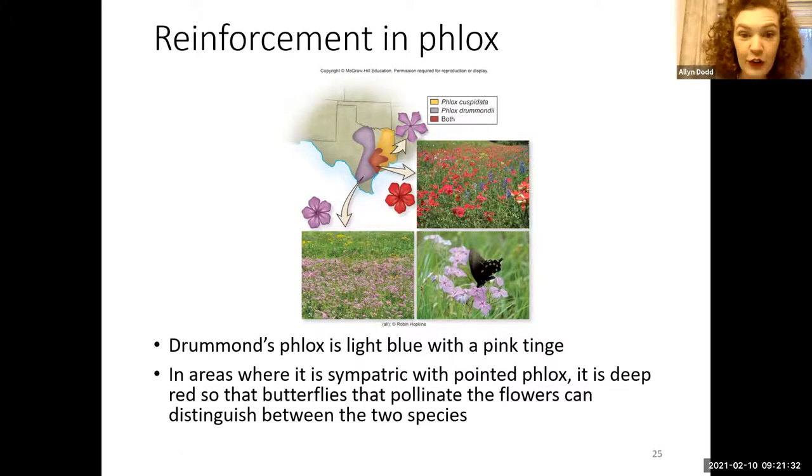All right, where they overlap, this is crazy. Where they overlap, Drummond's phlox is red. It's a completely different color. It looks like a different flower, but it's still Drummond's phlox. Isn't that crazy?